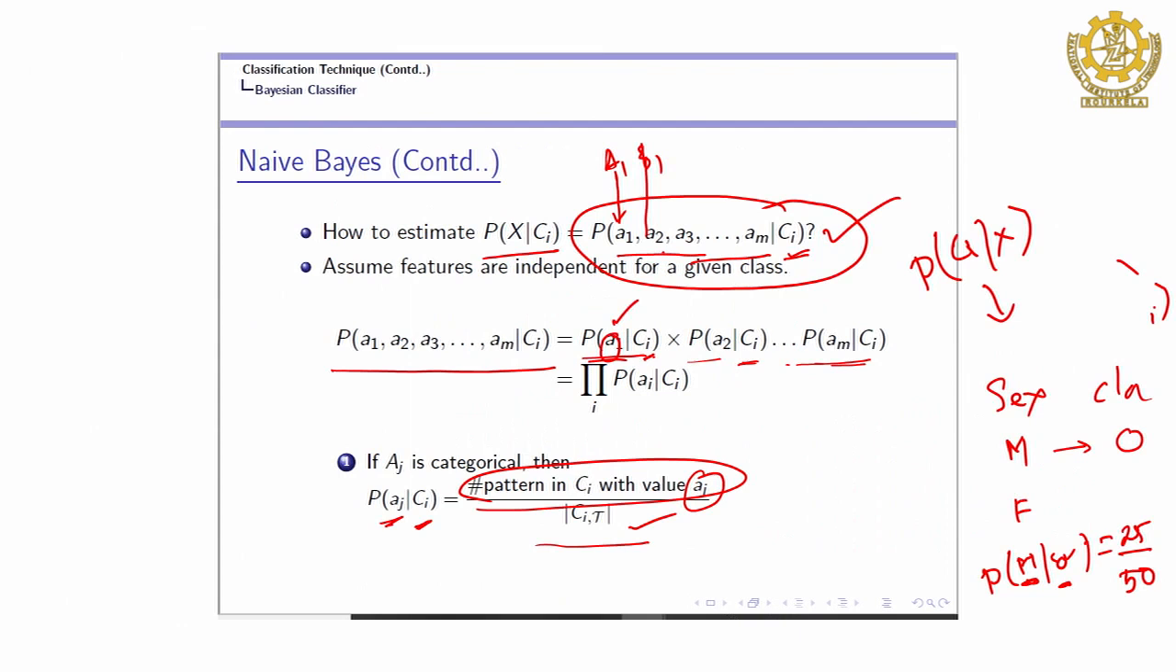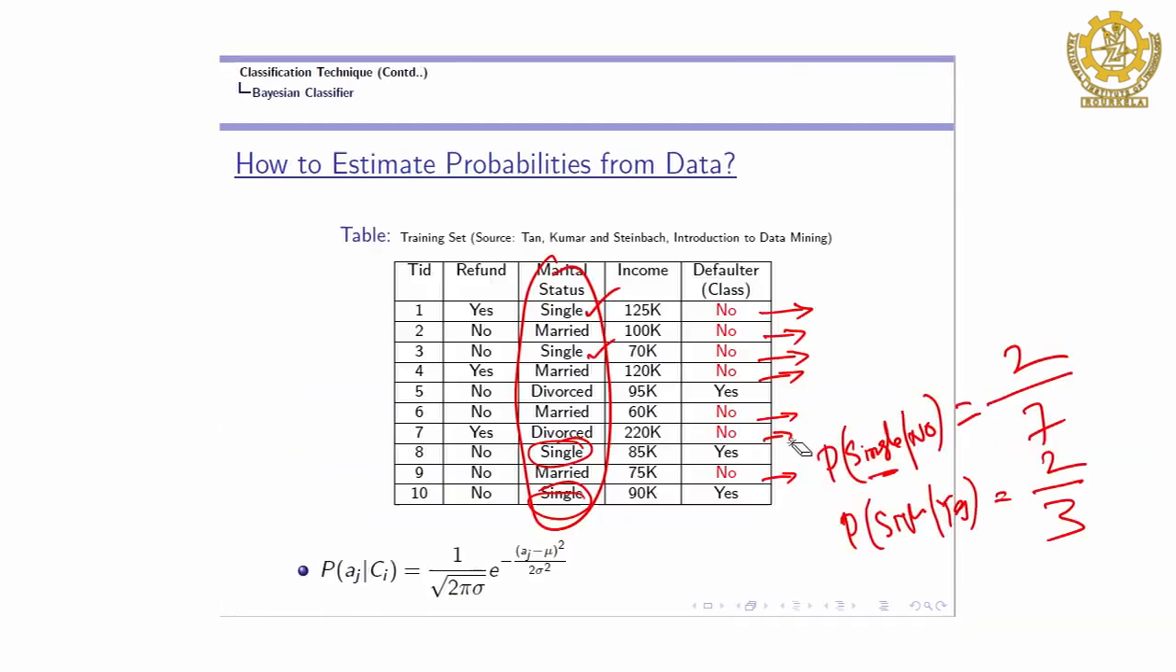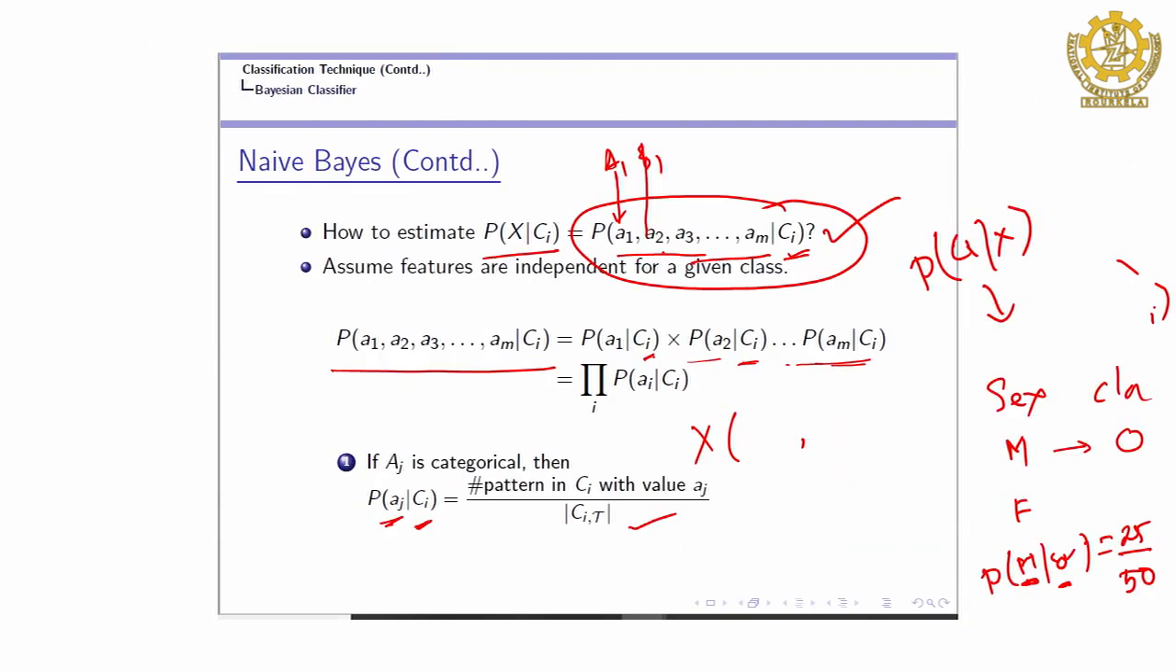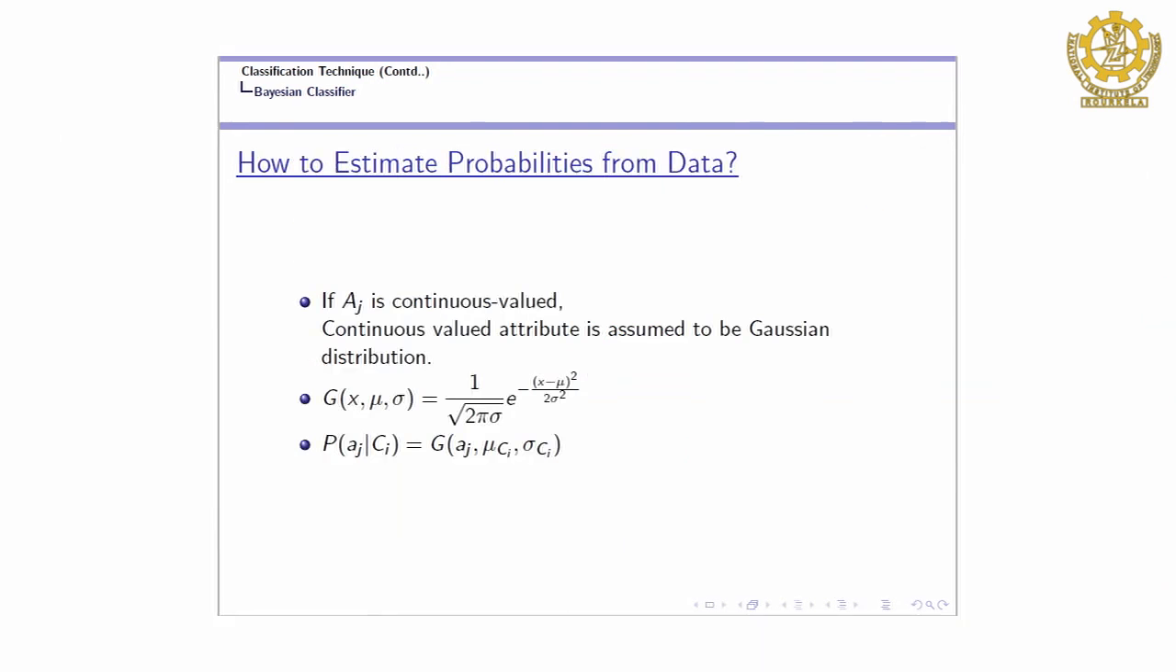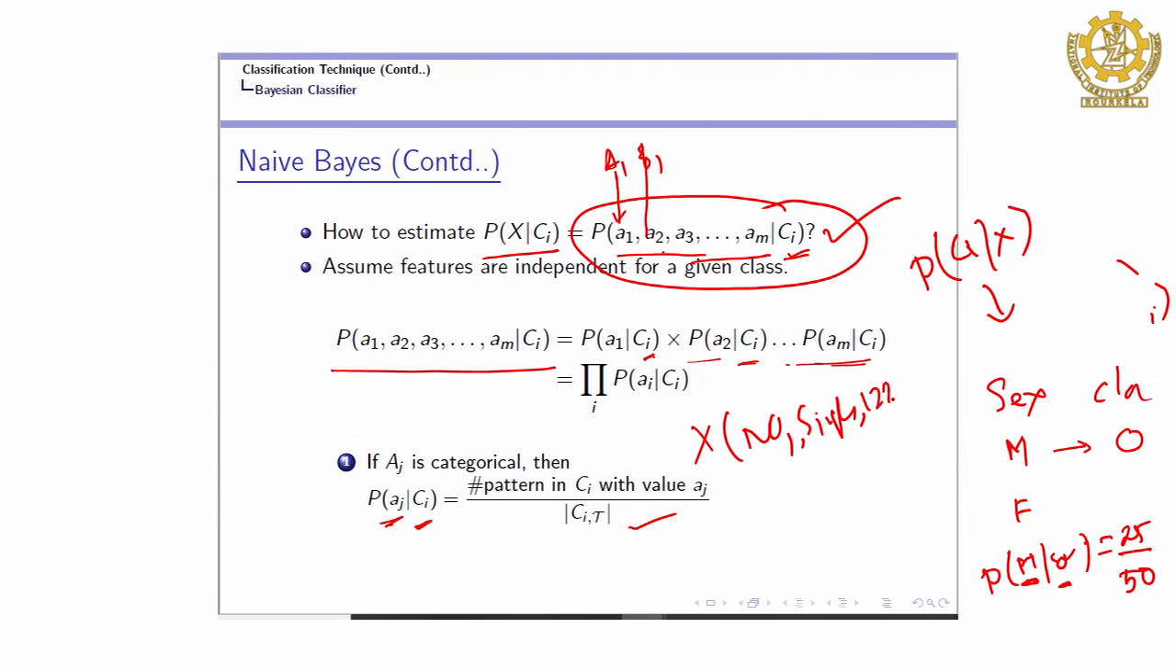Now we move back to what we were talking about. X is an unknown object, so I need to check what the values are. First is refund. The refund value is, let us say, no, and then single, and then the next feature is income. Income is, let us say, 122. So, you have to identify the class label.